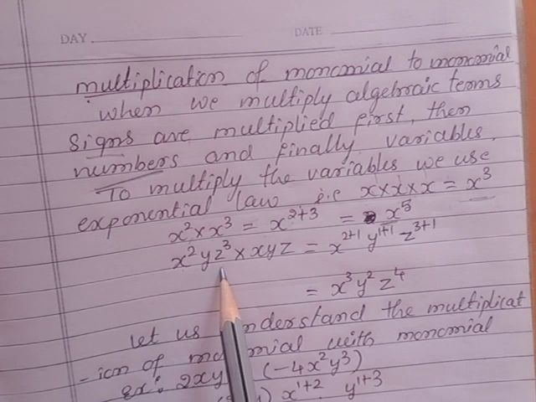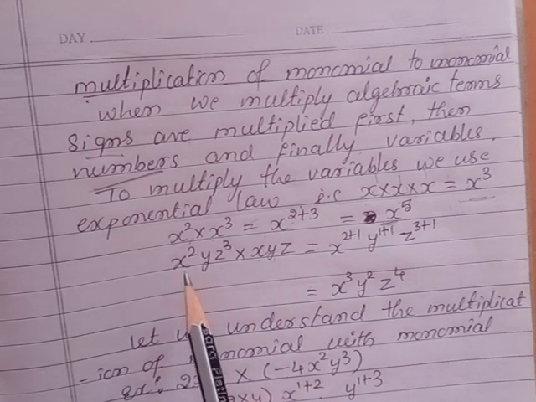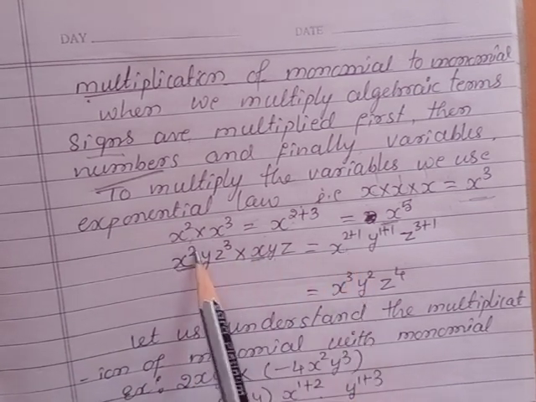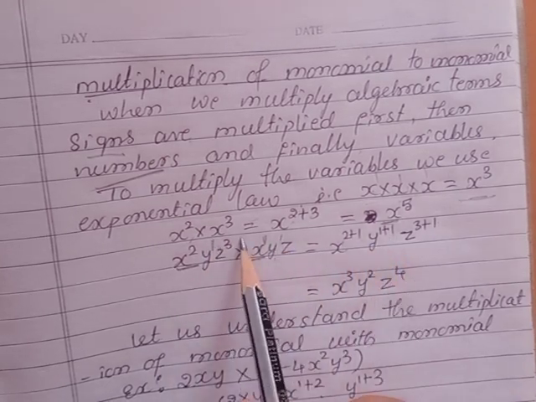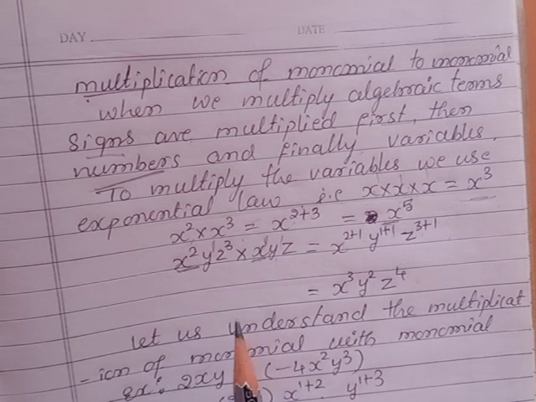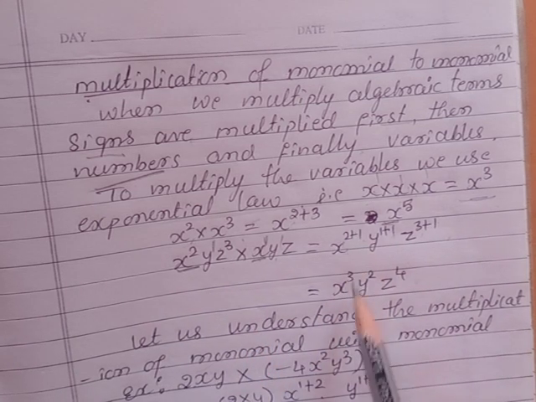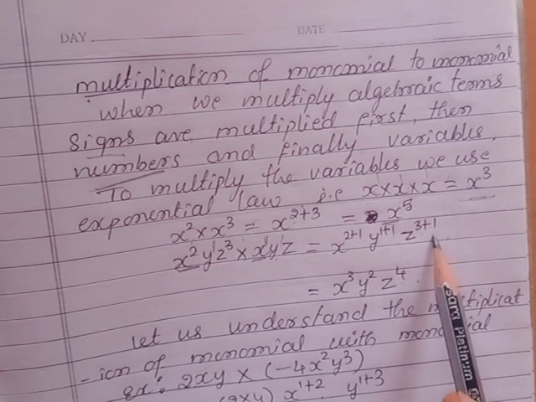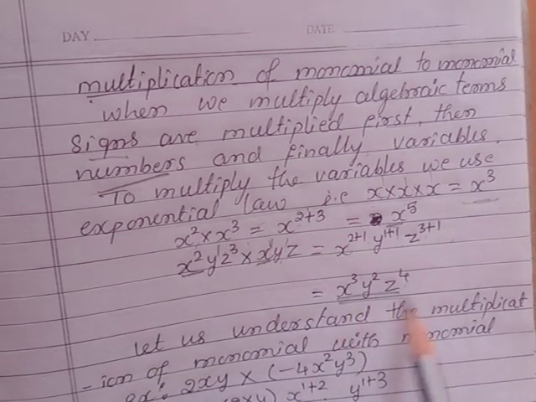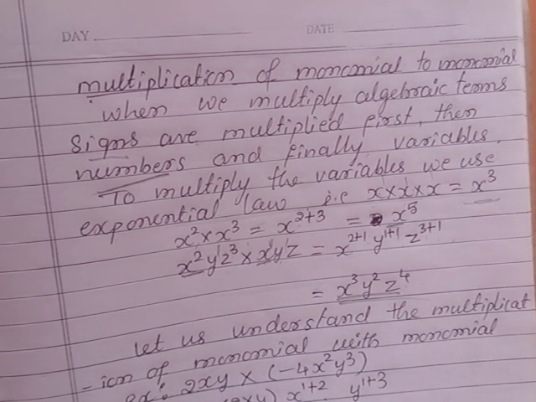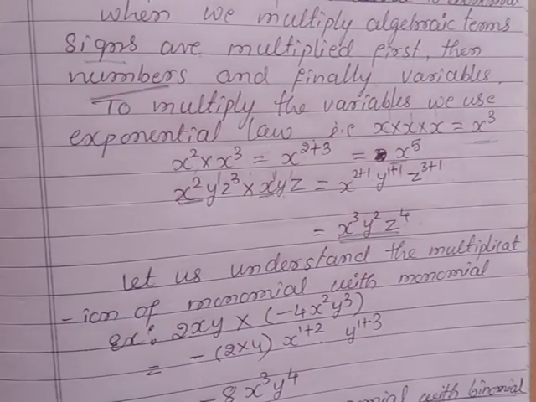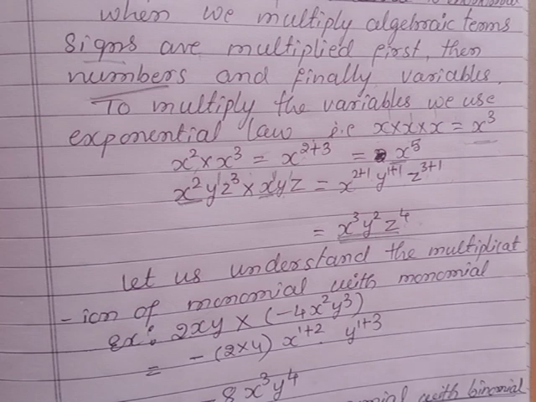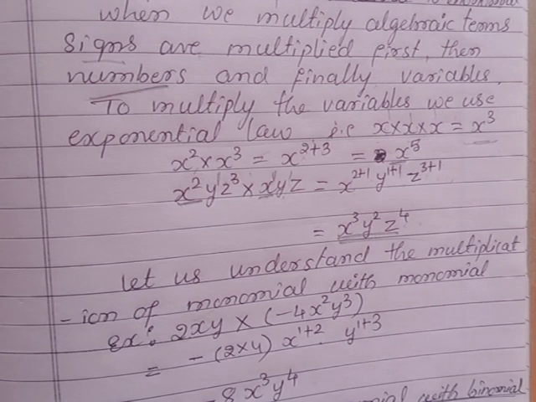x square y z cube into x y z, I take. x term you should add: 2 plus 1. y power: 1 plus 1. z power: 3 plus 1. Are you getting? So x to the power 3, y to the power 2, z to the power 4. So this is the way of multiplying the variables. A similar type of variable's power increases, and the others will be kept along with each other. That is the thing you should know.